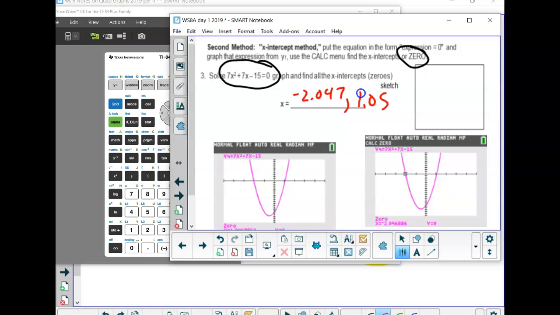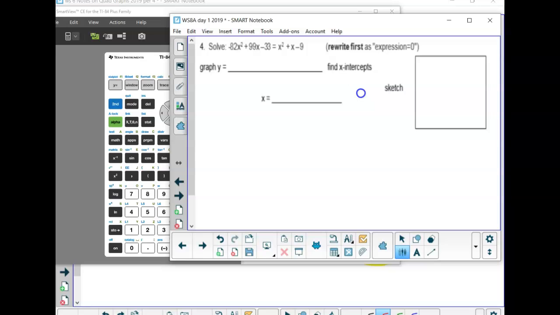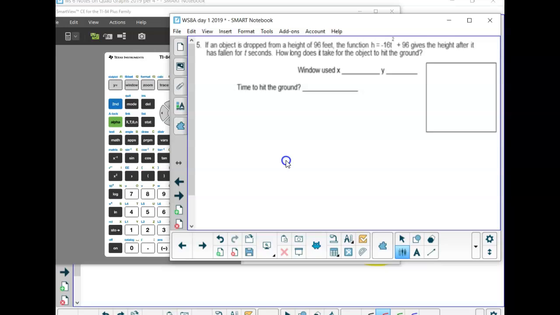Okay, that's fine. Question 4, it says make it equal to 0 first and then graph and find all the zeros. Or you could do intersect method. I really don't care. I'd rather move on and talk about number 5 and have a little bit of time because we need to review.